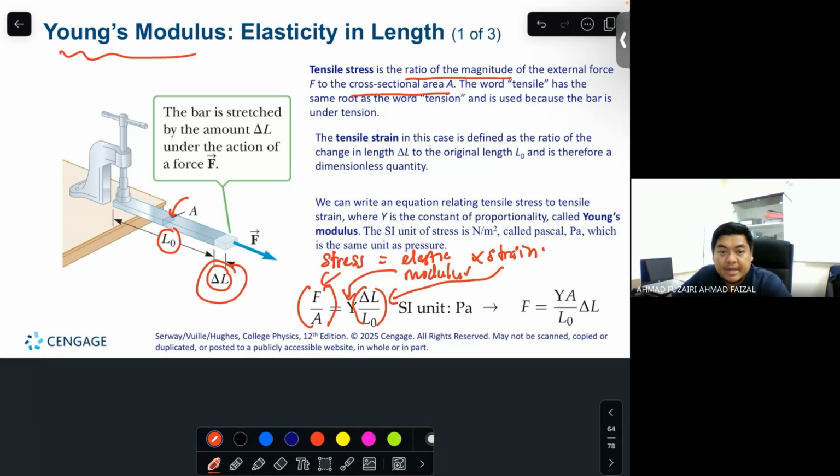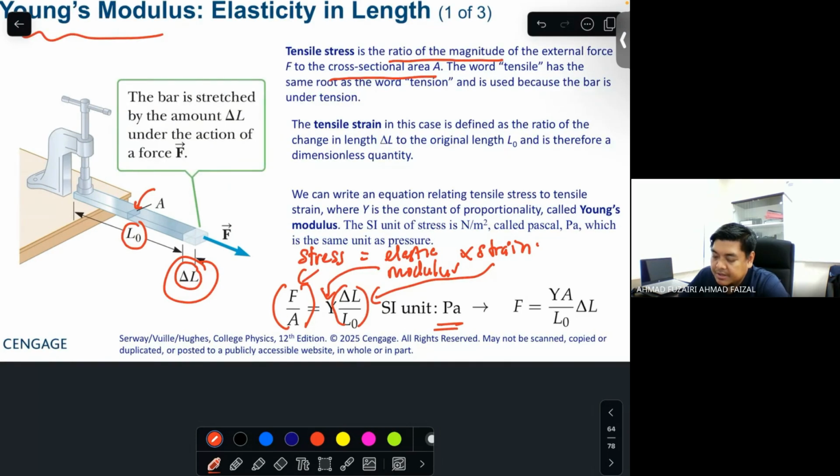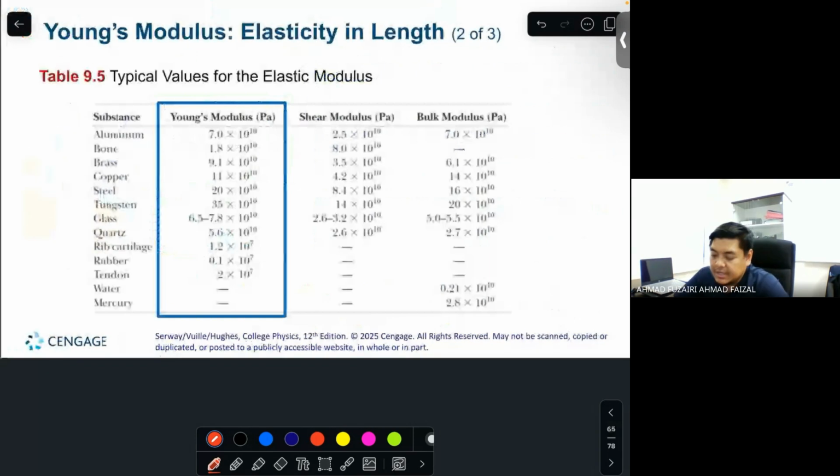The SI unit for stress is Newton per meter squared, or Pascal. So that is number one, which is Young's modulus. Now we go to the table that shows some typical values for Young's modulus.